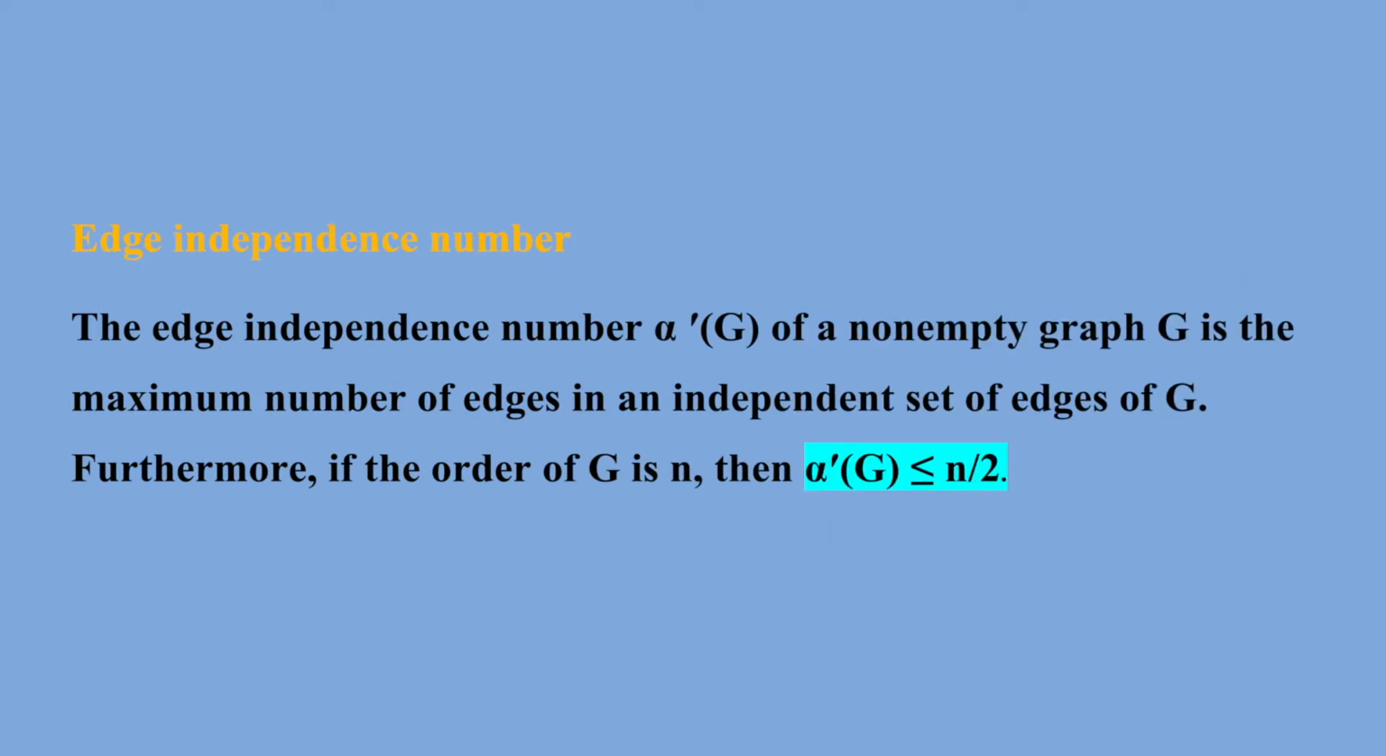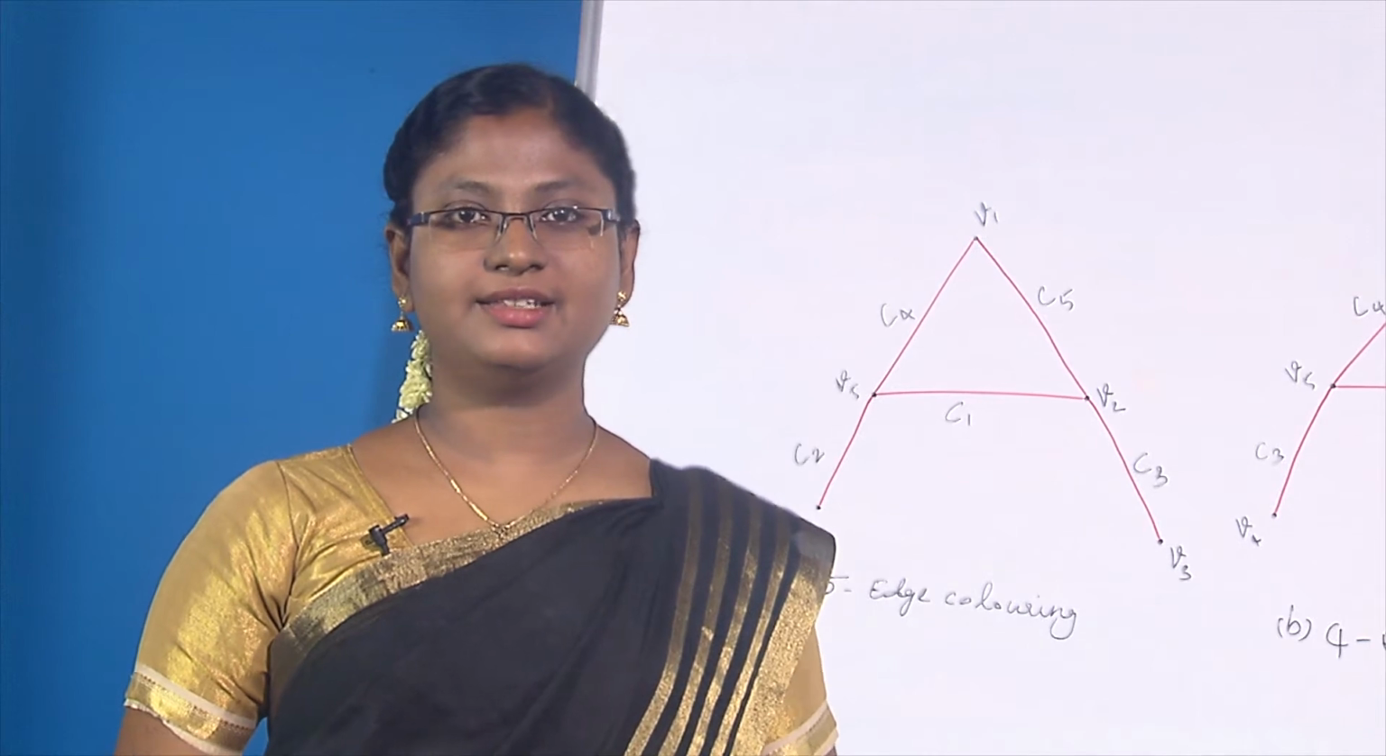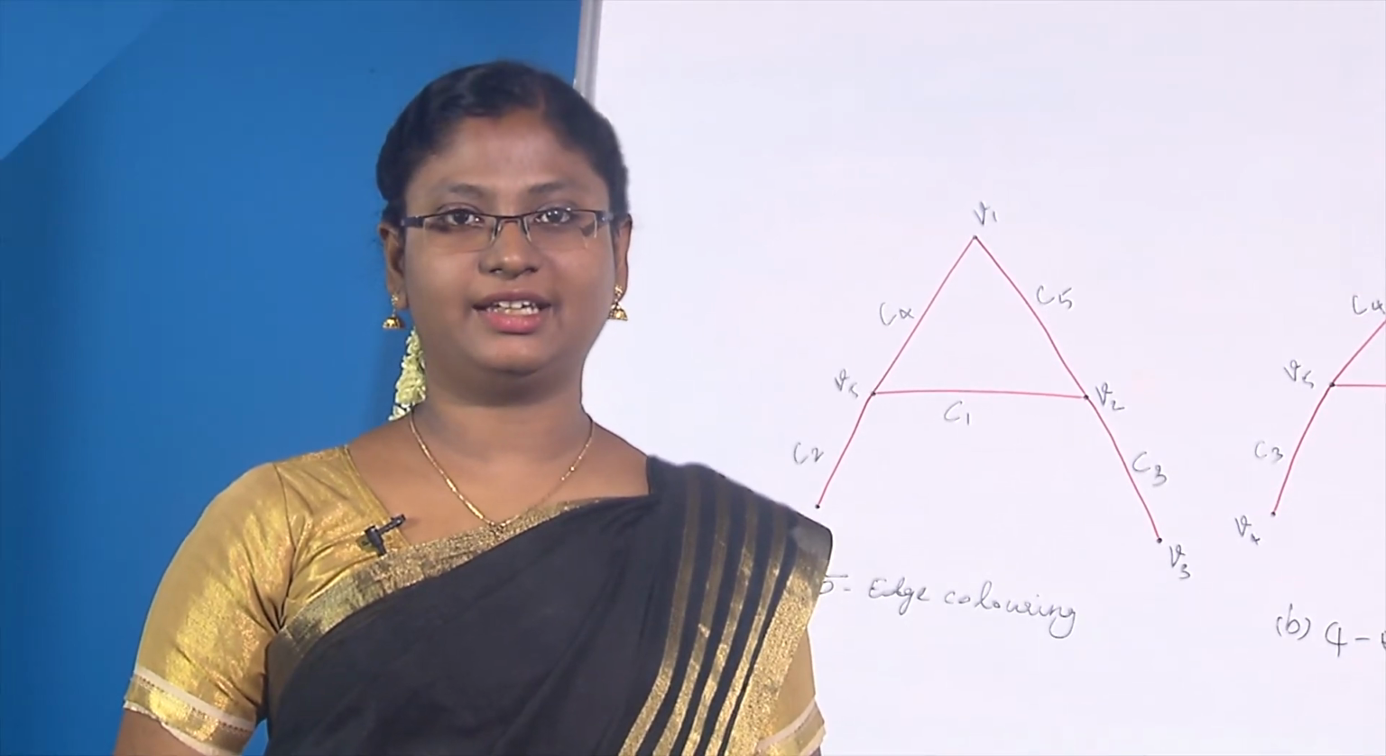Let us see the definition of edge independence number. The edge independence number α'(G) of a non-empty graph G is the maximum number of edges in an independent set of edges of G. Furthermore, if the order of G is n, then α'(G) is less than or equal to n/2. Let us see some examples on edge coloring.